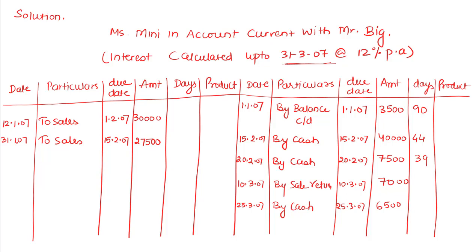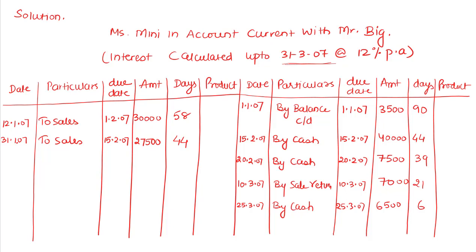Next, 10th March 2007. So 31 minus 10 is 21, 21 days. And over here 31 minus 25 is 6 days. Likewise, calculate the days over here also. 28 minus 1st of Feb, minus 1, 27 plus 31 days of March, 58 days. Likewise 15th February, so 44 days. We have calculated 15th February over here, 44 days.